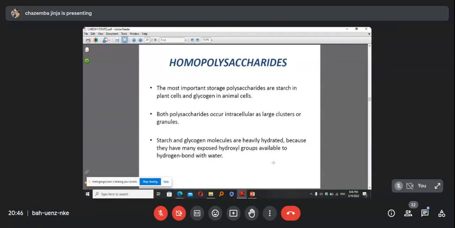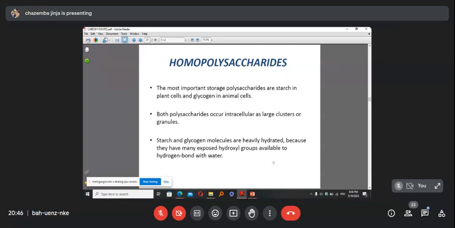So the first thing we look at are the homopolysaccharides. Now, these are most important because they are storage polysaccharides, as in starch. They are important for storage. So homopolysaccharides important for storage are 2. We have starch in plant cells and glycogen in animal cells. That's the storage form of glucose in the body, or the storage form polysaccharides in the body. So remember, starch, plant cells; glycogen, animal cells.